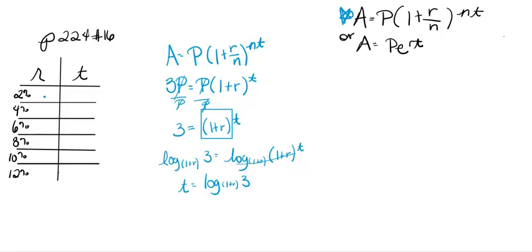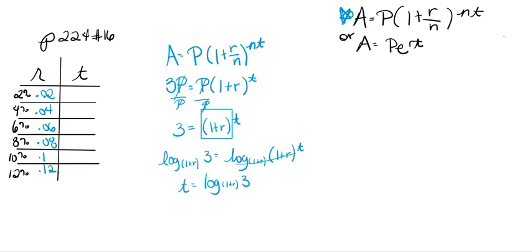Well, first of all, I'm going to convert these to decimals. So this would be 0.02, this would be 0.04, this would be 0.06, 0.08, 0.1, and 0.12. So those are the numbers I'm going to use for r. And I'm going to use my calculator, I have to solve for t.